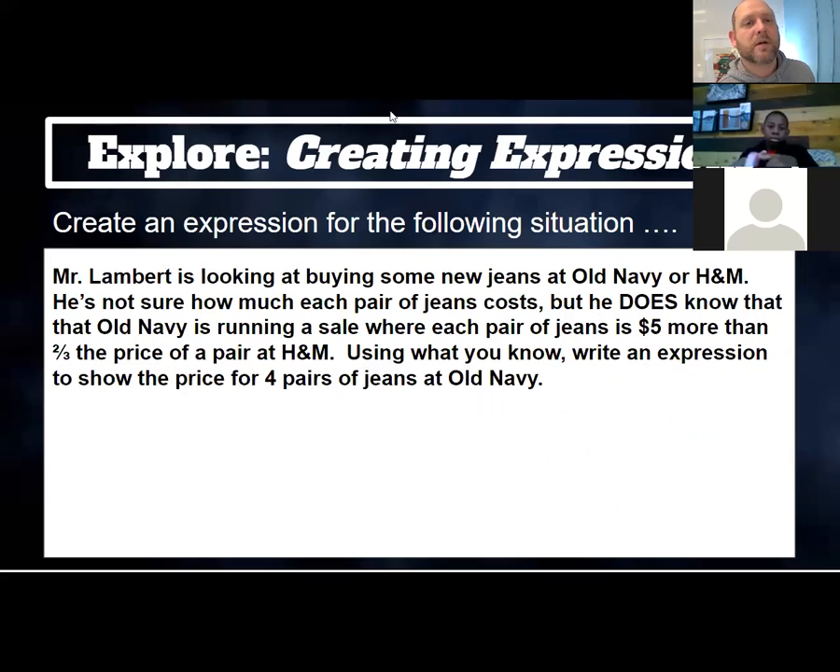So maybe we should start by talking through this. If I were to use that cube method, and I underline what I'm looking for, what is my answer going to tell me? So I'm looking to buy some jeans. Not sure how much they cost, but I do know that Old Navy is running a sale where each pair of jeans is $5 more than 2/3 of the price at H&M. So using what I know, write an expression to show the price of 4 pairs of jeans at Old Navy. So what is it that my answer should tell me? What am I looking for?